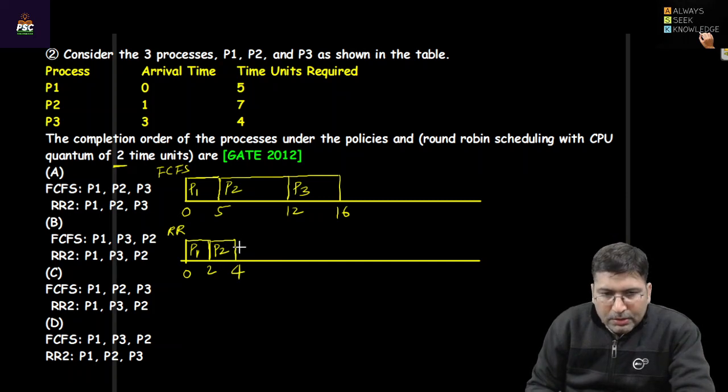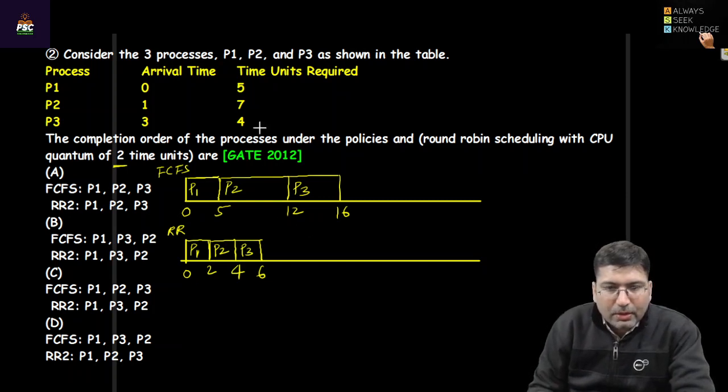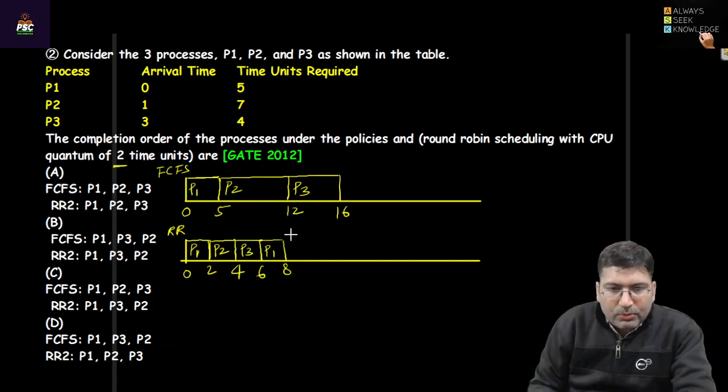Okay, so if you schedule P3 here, then P3 will consume the next 2 cycles. So let's say till 6 P3 was executing. Now in another cycle again P1 will be scheduled. P1 was requesting a total of 5 cycles. Again it will consume 2 cycles, so till 8 it will be executing. Then P2 will again be scheduled. P2 will again consume 2 cycles, so till 10 P2 will be executing.